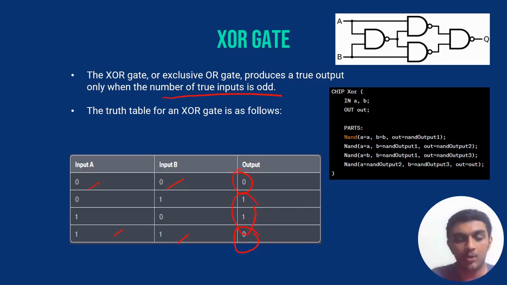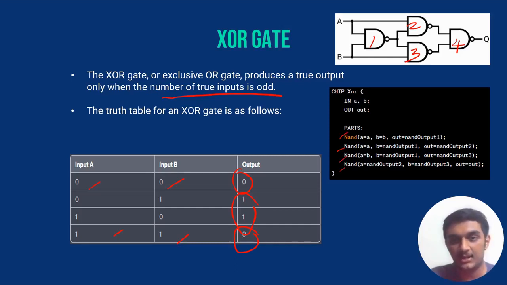Now how can we implement this using NAND gates? There are 4 NAND gates here: 1, 2, 3, 4. And I think using the circuit diagram, we can just implement it as the VHDL code. Since there are 4 NAND gates, we are using 4 NAND functions. That is self-explanatory for you.